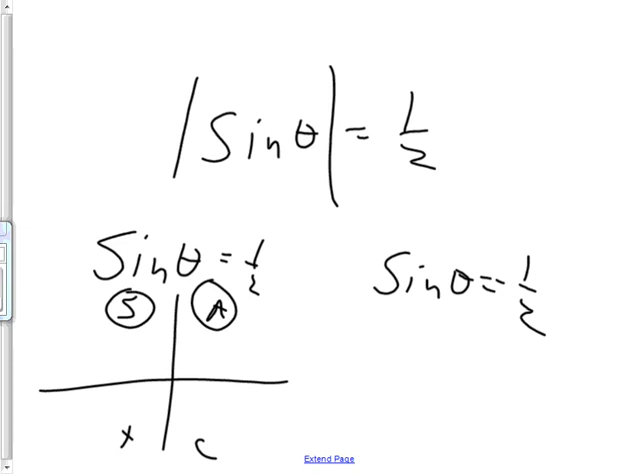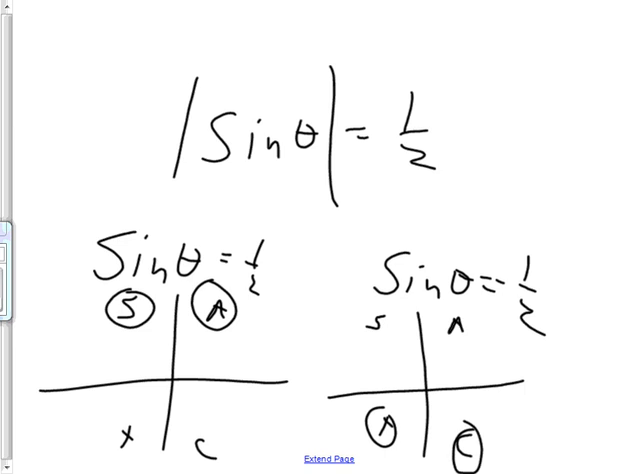Sine's positive here and here. And there's 2 answers for over here. Sine's negative here and here. So you have 2 negative answers. Those are the harder ones. Let's say that this comes out to negative 30. What do I really say then? I say 330. That's right. And then how about if it comes out to negative 30 over here? We take 180 and do what? Add the 30. Okay. So sometimes there's 4 answers because it's an absolute value.